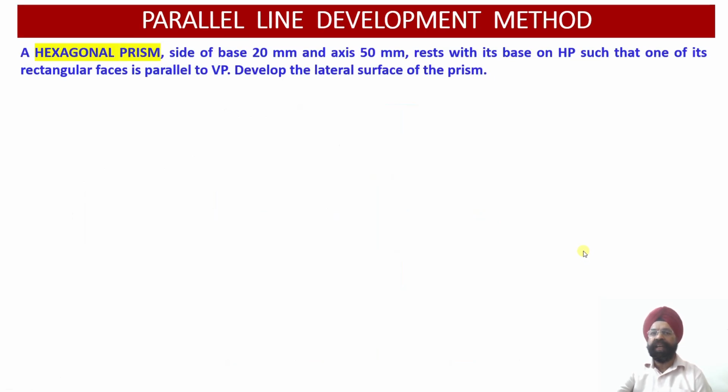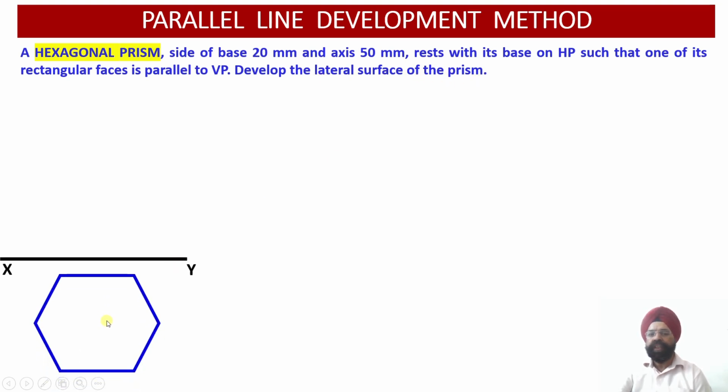Now the next one, another case regarding the parallel line development method. Here we are going to carry out the development of a hexagonal prism. The side of the base is 20 millimeter, the axis height is equal to 50 millimeter, and this hexagonal prism is resting with its base on HP, the horizontal plane, such that one of its rectangular faces is parallel to the vertical plane. We are required to develop the lateral surface of the prism. To begin with, we are going to show the top view.